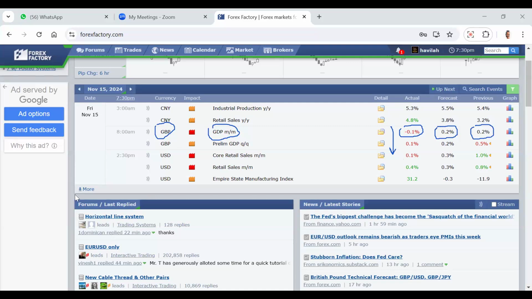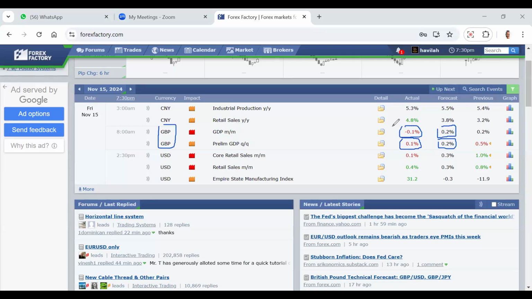So you can see here that there are two news events for the GDP that happen simultaneously: the GDP monthly and the prelim GDP quarterly. The forecast is 0.2%, and the forecast is 0.2%. The actual is less than the forecast at minus 0.1%. Here, the actual is again less than the forecast at 0.1%.